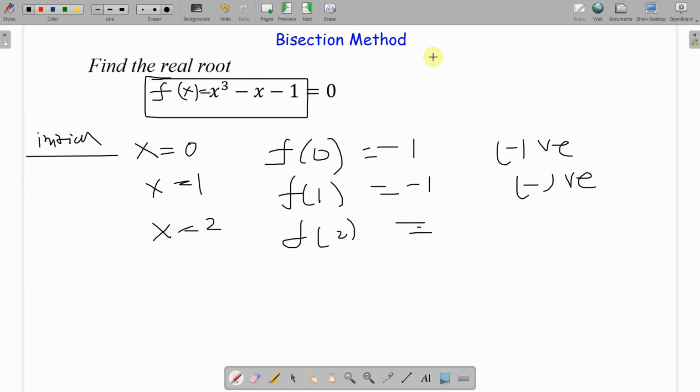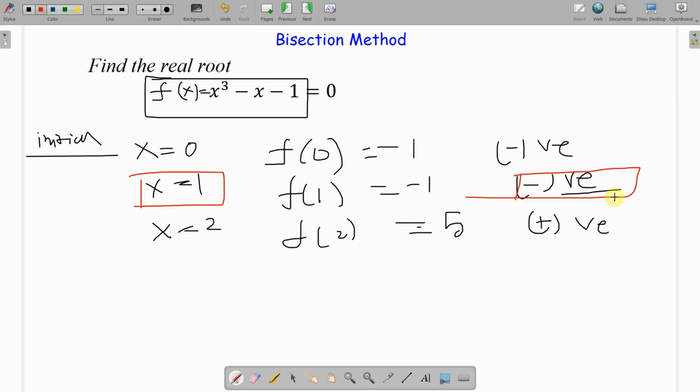It is giving you 5, so it's positive. So at x equals 1 you are getting negative, and at x equals 2 you are getting positive. Okay, so your root will be in between 1 and 2.